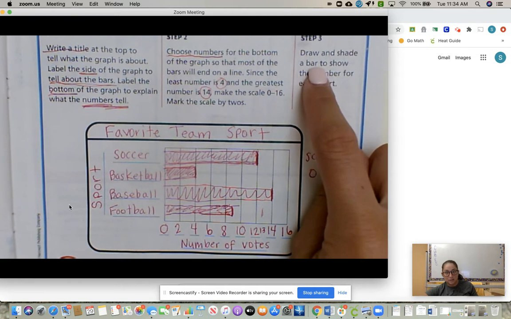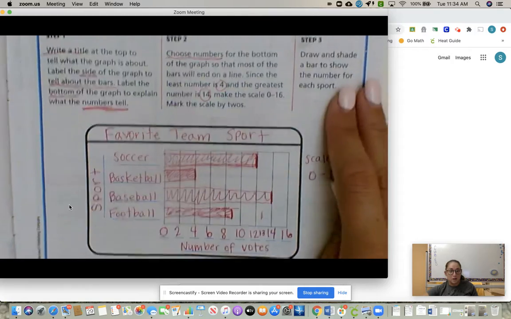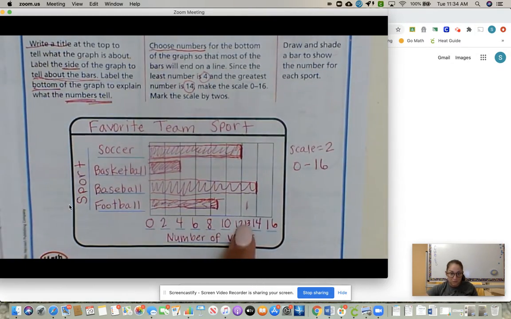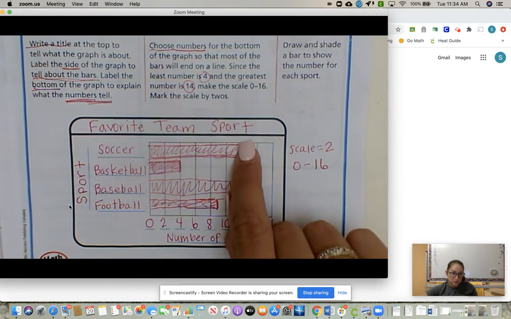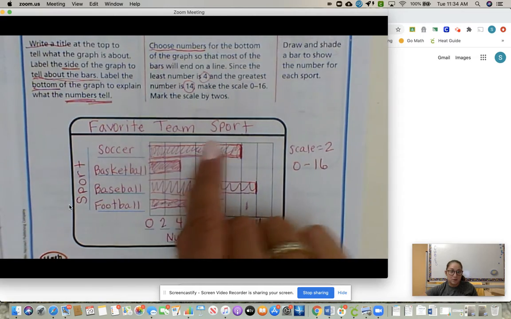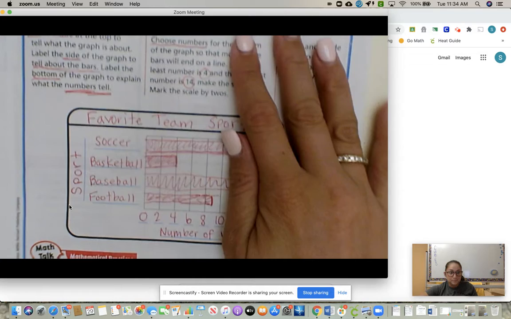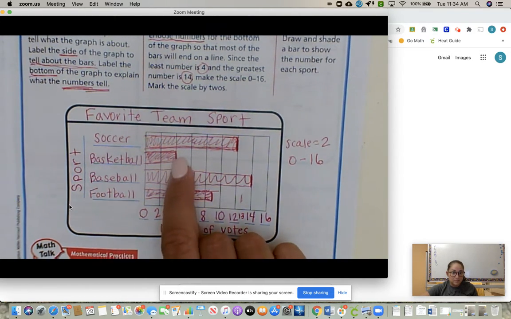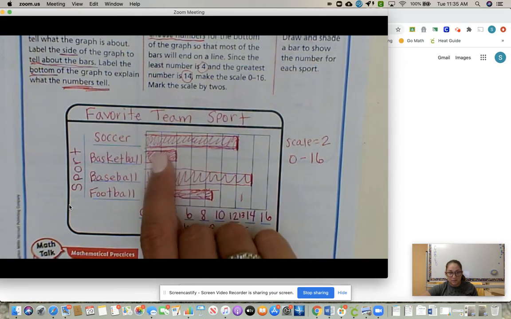Last, we have to draw and shade a bar to show the number of each sport. So soccer, we have 12. So I'm going to find 12. I follow it up till I reach soccer, and I usually make a darker line, and then I make my bar and fill it in. Basketball is 4. When we go to the bottom, I hit 4. I follow my finger up till I get across basketball. I make that line a little darker so I don't go beyond, and I shade it in.